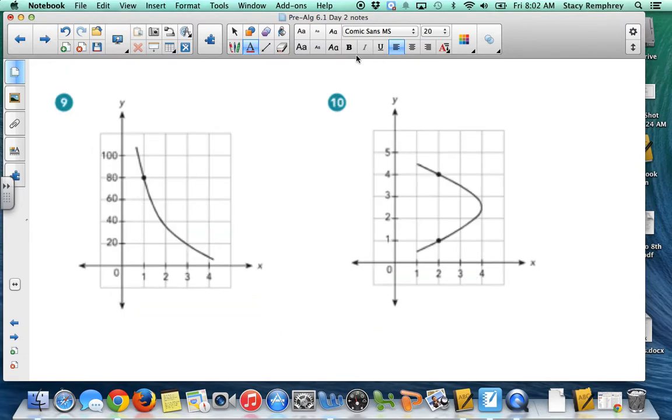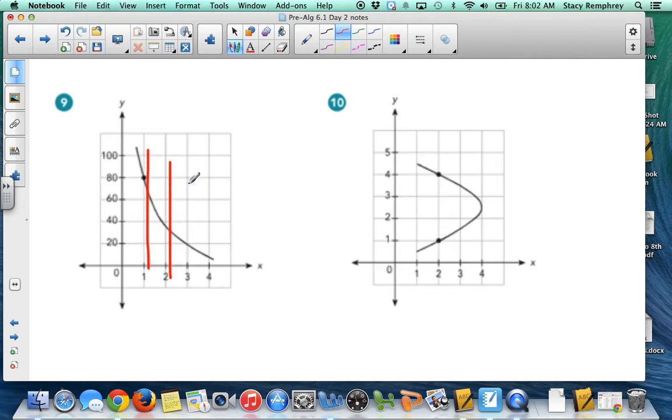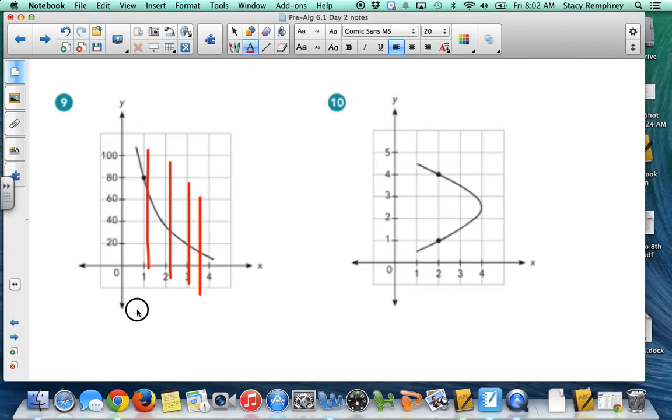In number 8, it looks a little different, but it's the same idea. Everywhere I draw a vertical line, I only hit it once. So that's okay. So this is a relation and a function. I know it looks different, but remember, every little teeny tiny point on here is a point.